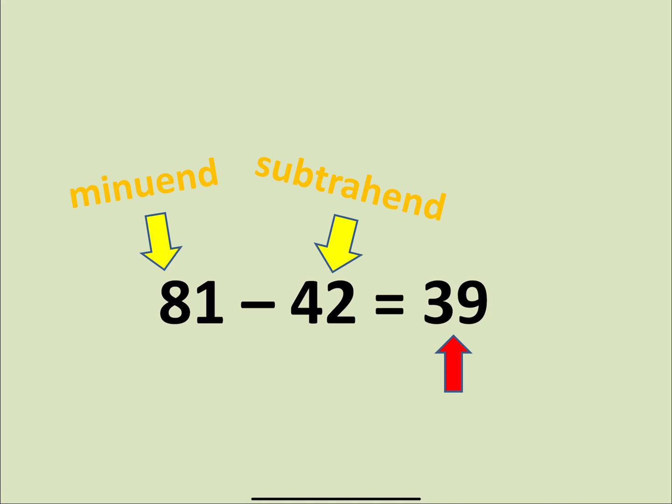In subtraction, we start with our minuend, which is our whole, our total, and we subtract our subtrahend, and then we get the number that is left over. So we have our minuend, which is 81. We have our subtrahend, which is 42. And then 39 is what we end with.